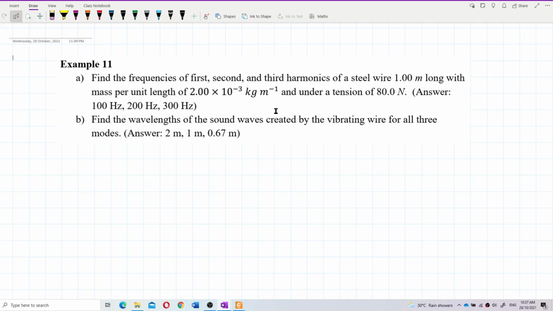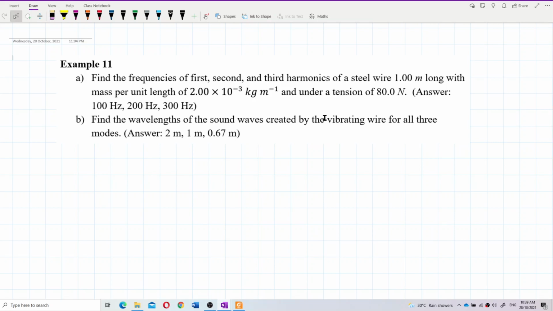Okay, now find the frequencies of the first, second, and third harmonics of a steel wire 1 meter long with mass per unit length of 2 × 10^-3 kilogram per meter, and under a tension of 80 Newton. Then find the wavelengths of the sound waves created by the vibrating wire for all 3 modes.